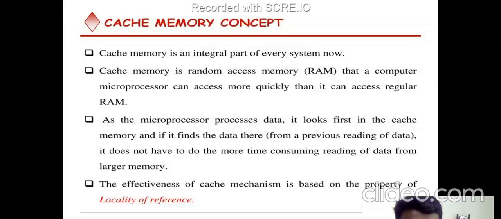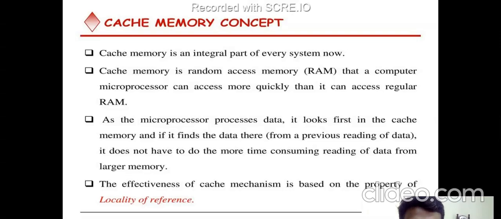Main memory is where all our data is stored, whereas cache memory is a small-size memory. It comes under RAM, random access memory, and it acts as a temporary storage. The cache memory is placed in between the processor and the main memory.